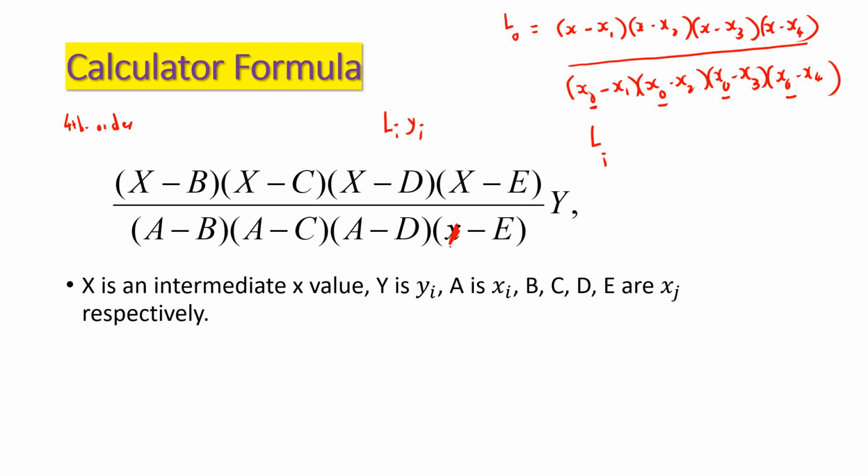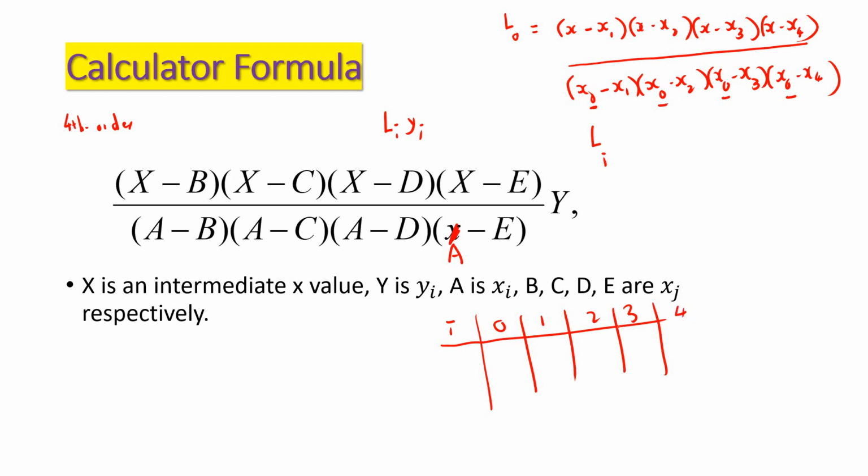Sorry, this one is wrong. This should be A. So A is actually, when it is L naught, x naught. When L1, it will be x1. So A is actually the current x value. B, C, D, E are not from xi. I mean, if your current x is x naught, then B, C, D, E are not from the x naught. Later on you will have this I, let's say I is 0, 1, 2, 3, for fourth order.